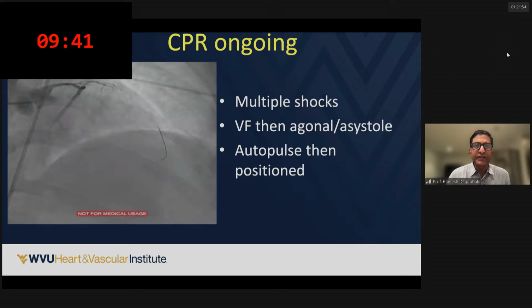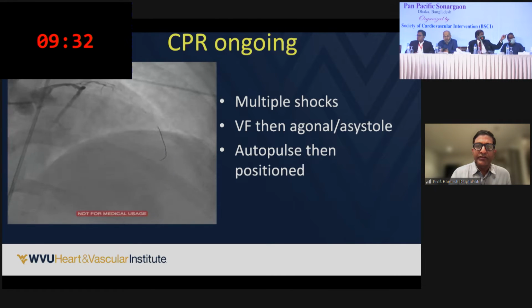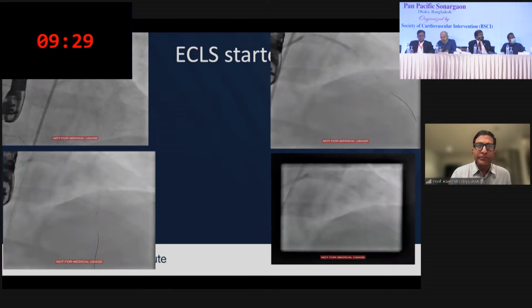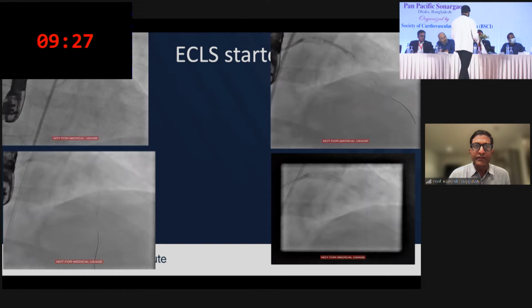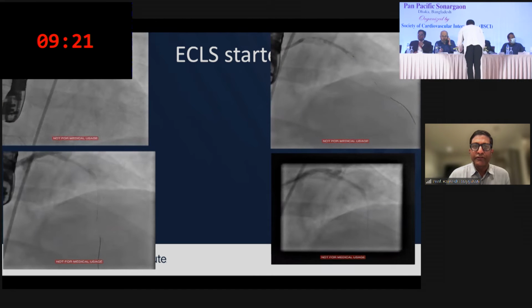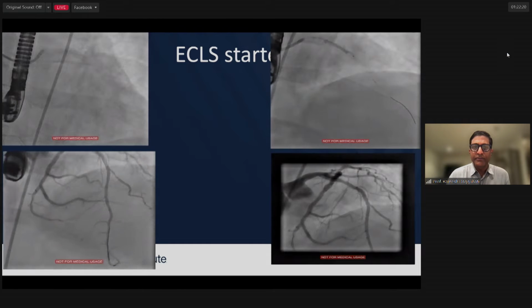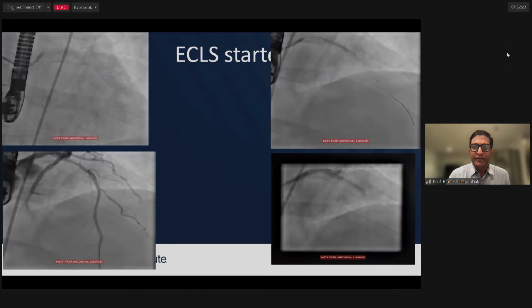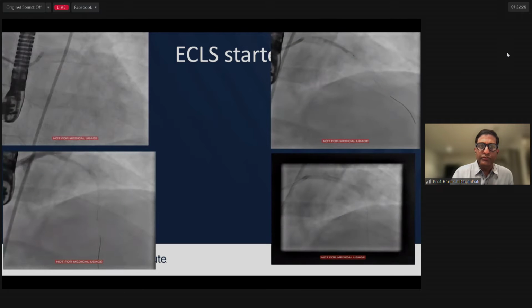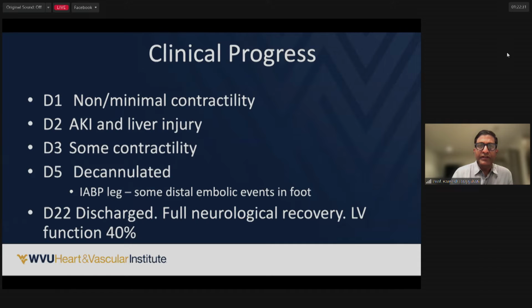And here you can see the LAD is completely occluded, the heart is barely moving, and there is no flow in the coronaries. So multiple shocks, VFib, then agonal rhythm, asystole, and Lucas was positioned, and the patient then underwent ECMO, and you can see the flow being established with balloon angioplasty. The stent which was there looks underdeployed, so that was post-dilated a little bit, and TIMI 2 to 3 flow was established. Flows were poor on ECMO, so the venous cannula was repositioned.